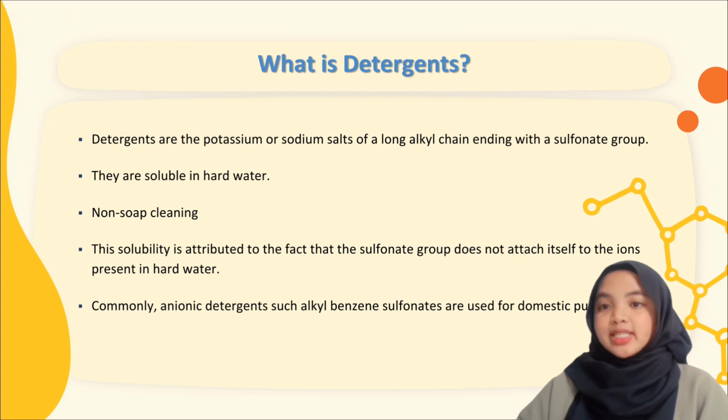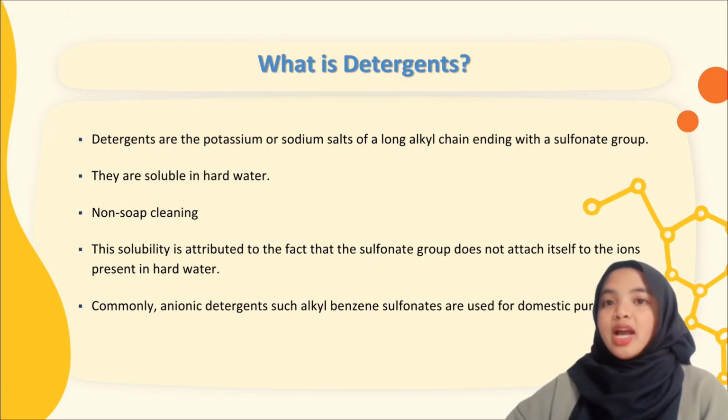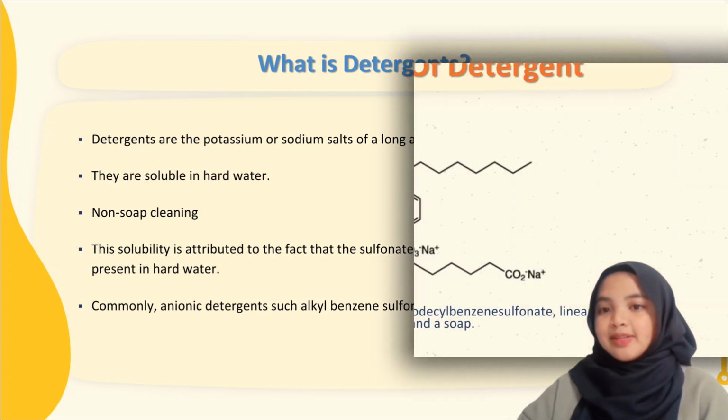So, what is a detergent? Detergents are the potassium or sodium salts of a long alkyl chain ending with a sulfonate group. They are soluble in hard water and continue cleaning. This solubility is attributed to the fact that the sulfonate group does not bind to the ions present in hard water. Commonly, anionic detergents such as alkyl benzyl sulfonates are used for domestic purposes.